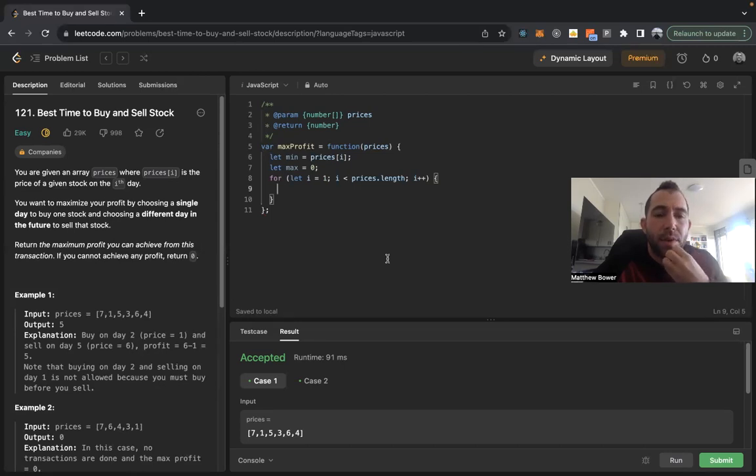Inside the for loop, we're going to be creating two more variables. The first is called price. And we're going to be using a const instead of let because we need to reassign the variables. This should be a 0, not a 1.